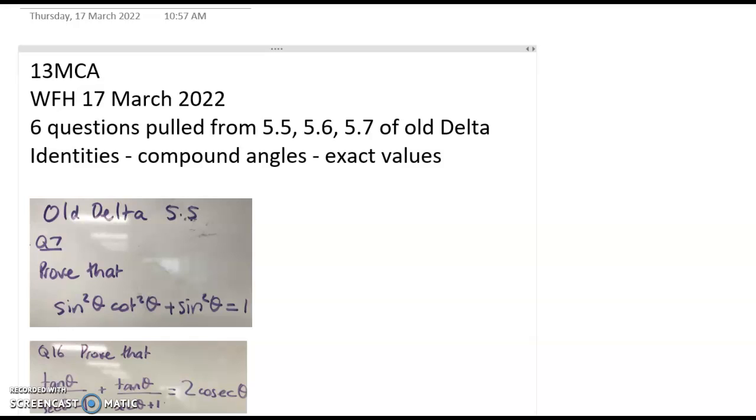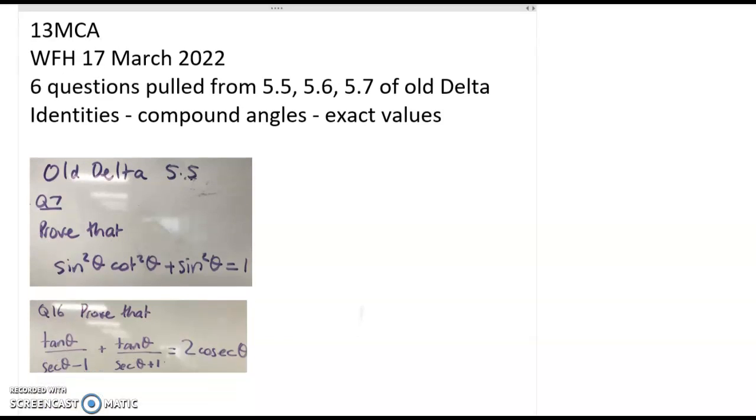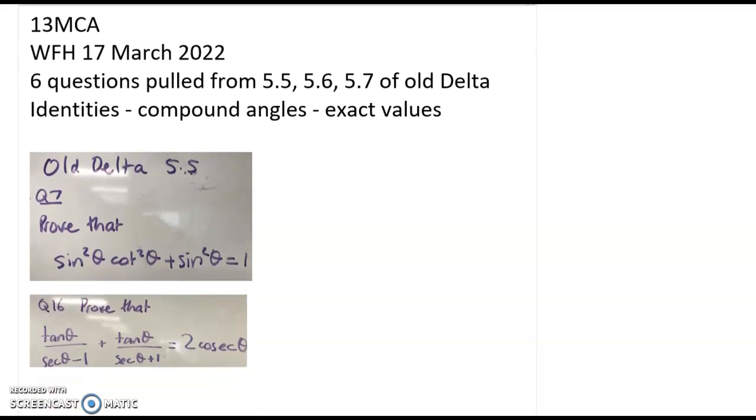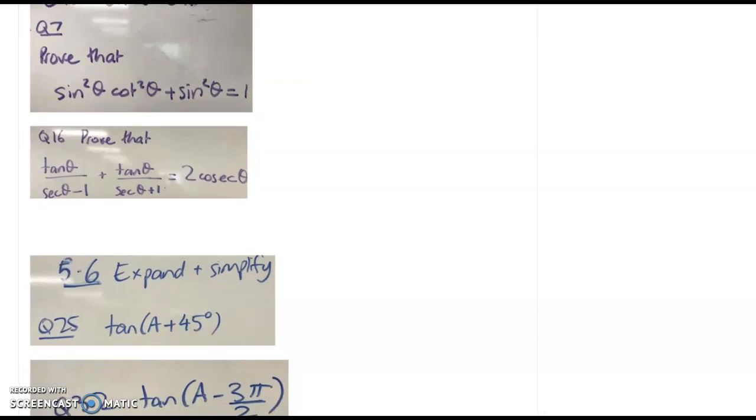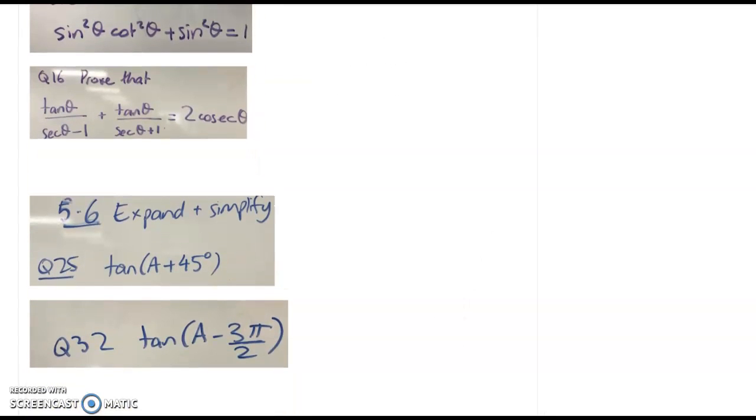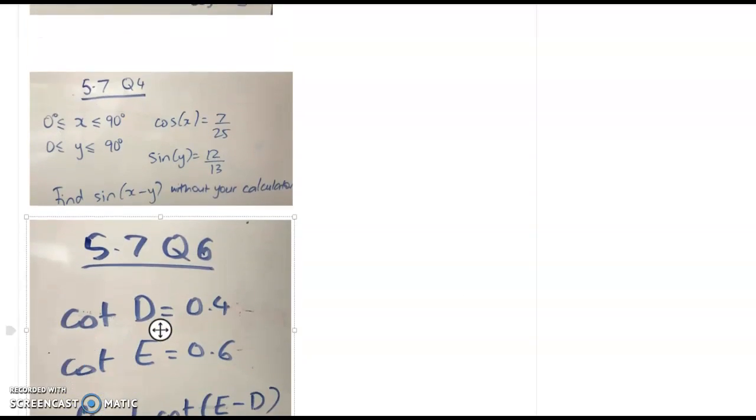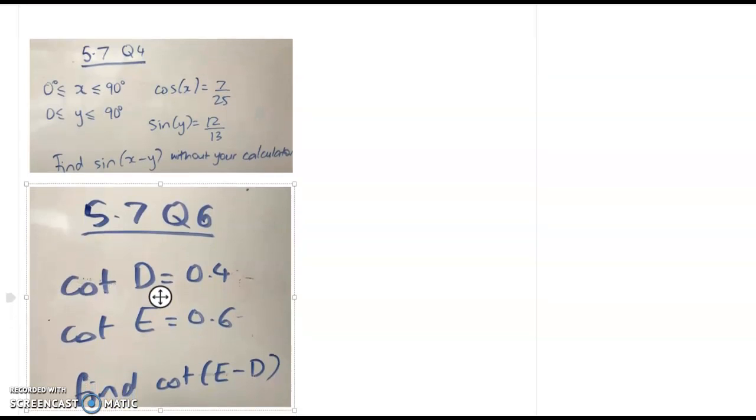Here are 6 questions that I've pulled out of exercises 5.5, 6 and 7 of the old Delta book. So what we're looking at today are compound angles and some more trig identities. These are the 2 identities questions, those first 2 there. And then we're going to do a couple of expansions using the compound angle formula for tan. And lastly, we're going to look at some really cool questions where we're working with exact values.